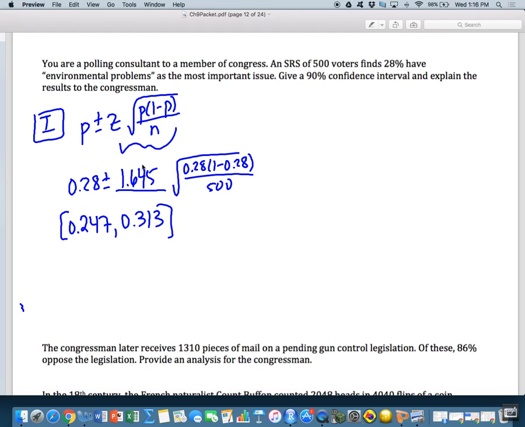Yes. Okay, so this is your confidence interval. Now you need to write the conclusion. For this confidence interval, we looked for the proportion of people who listed environmental problems as the most important issue. This interval tells us we think that proportion is between these two values. It's not a guarantee, this is just what we think. In the conclusion, you need two interpretations.